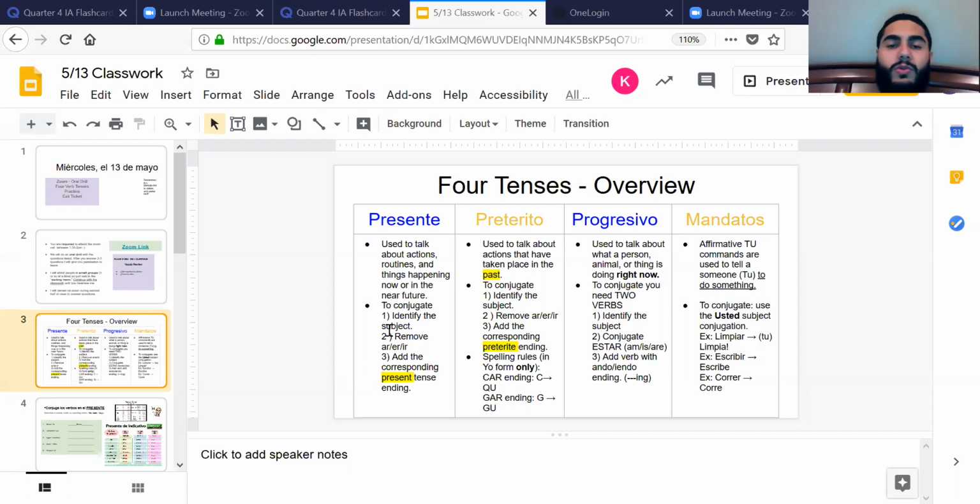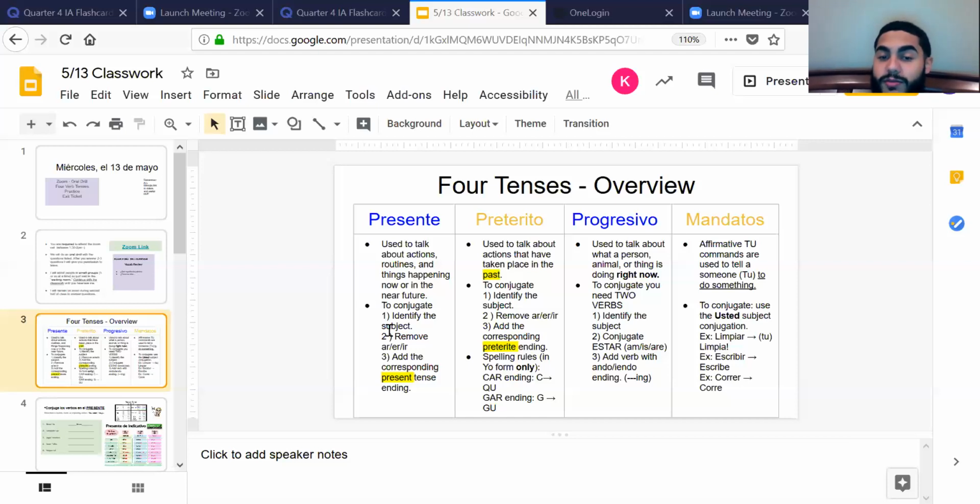El pretérito, we've done a lot of preterite recently, right? This should be fresh in your brain. It is used to talk about actions that have taken place in the past, all right? In order to conjugate, very similar to el presente, you need to, number one, identify the subject. Number two, remove the AR, ER, IR ending, and then add the corresponding preterite ending, okay?